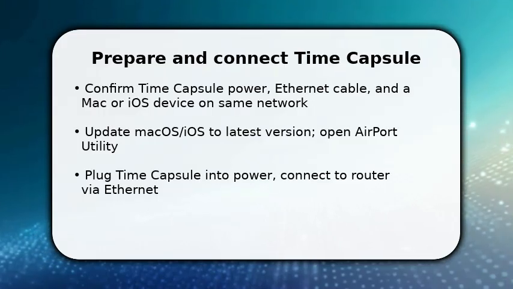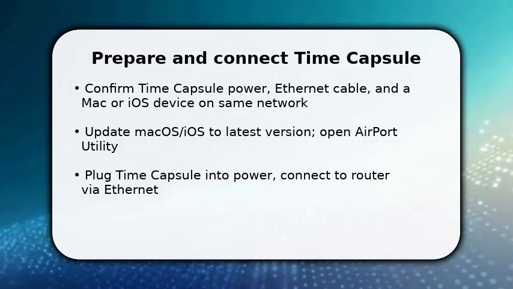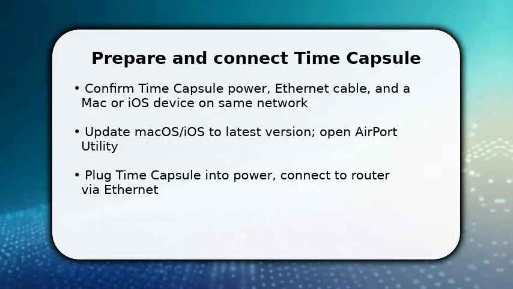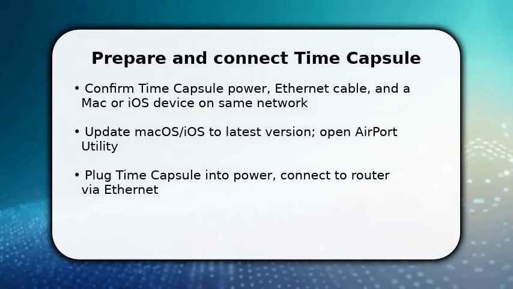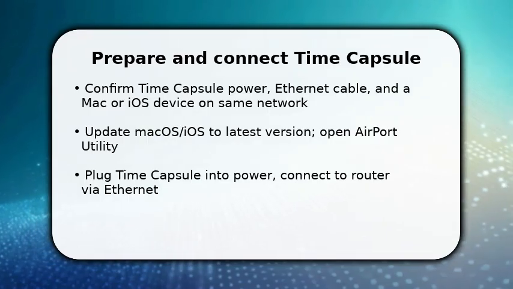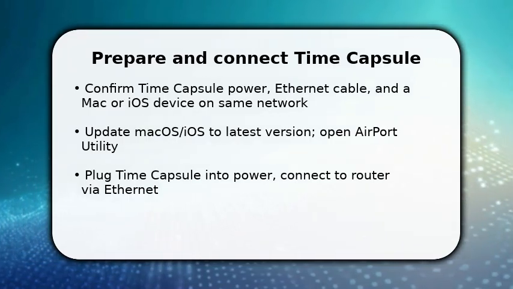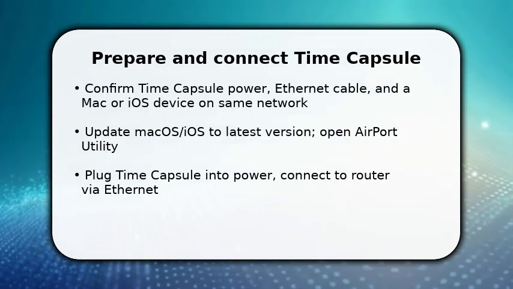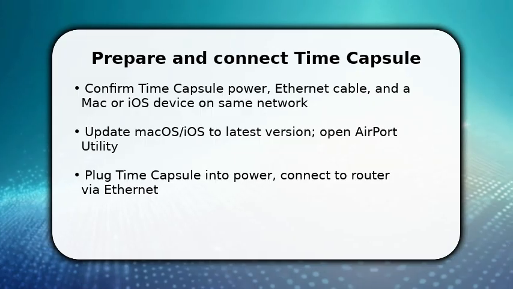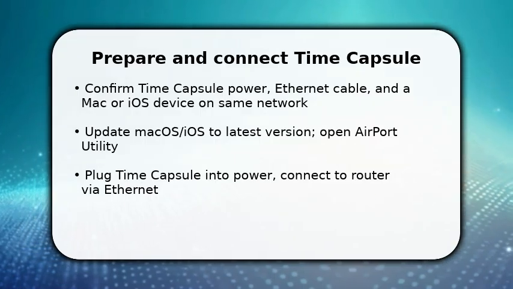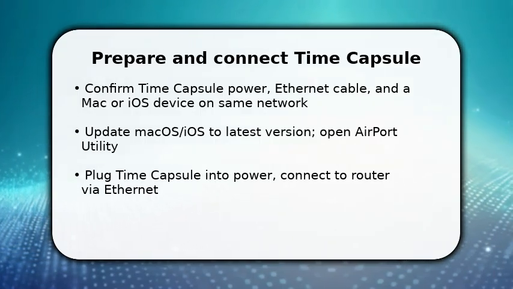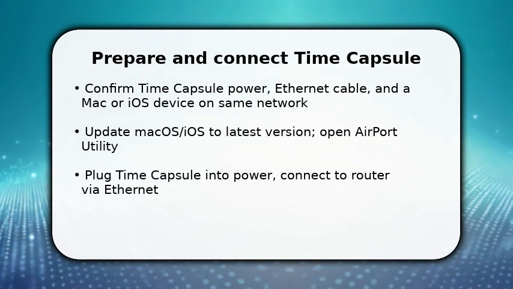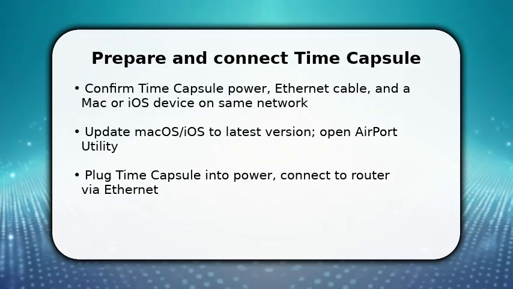You're starting by preparing hardware and software. First, make sure your Mac or iOS device is updated and on the same local network. Open Airport Utility. Once done, plug the Time Capsule into power and use an Ethernet cable to connect it to your router's LAN port. This gives the device internet access and stable performance. Make sure the LED lights power on. These initial steps avoid wireless discovery issues and let Airport Utility find and begin configuring the device immediately.